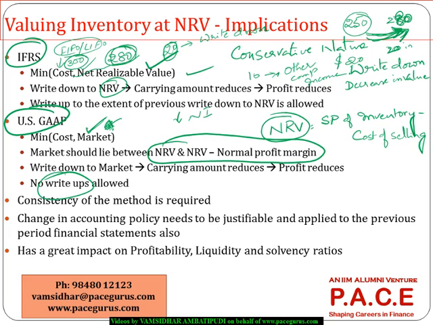So write-up is limited to the extent of previous write-down in case of IFRS, but there is no write-up that is allowed in case of US GAAP. And whether you are following LIFO, FIFO, IFRS, or GAAP, there should be a consistency in the method.